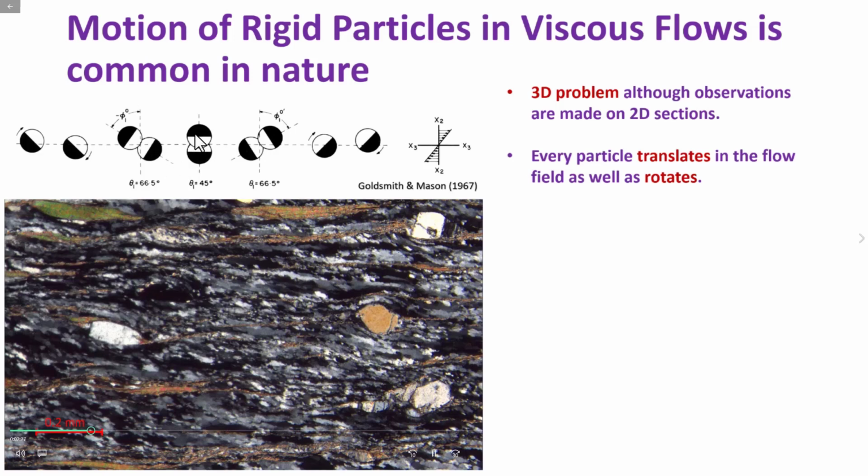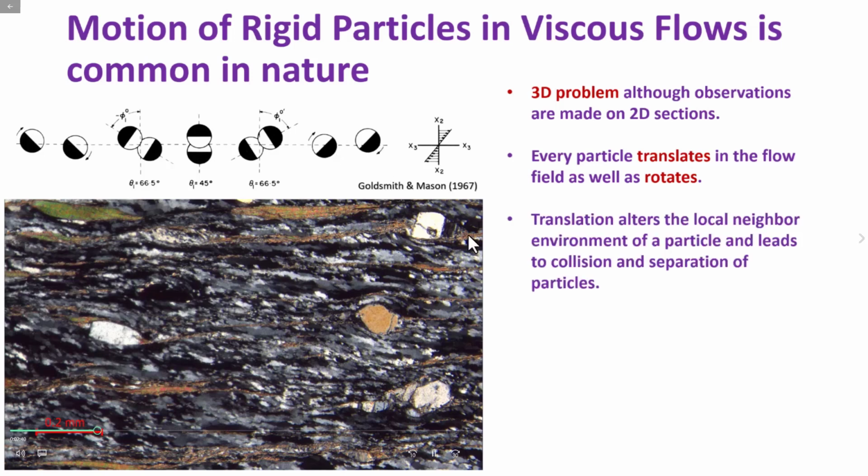So the two rigid objects can form a combined object and rotate with a different behavior, and eventually they can separate. So it's important that as a rigid object translates, it can change the environment nearby, and that has consequences for its rotational behavior and the development of microstructures. Rotation can lead to a shape-preferred orientation. The alignment of these porphyroclasts can define a shape fabric.